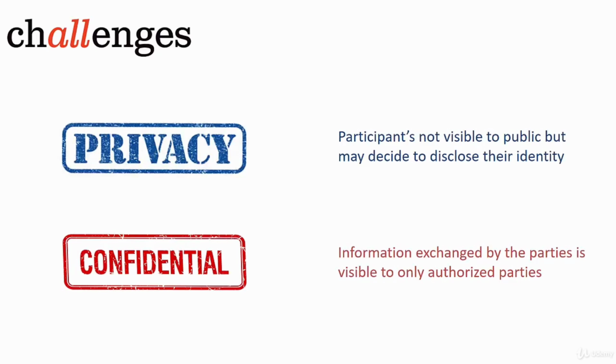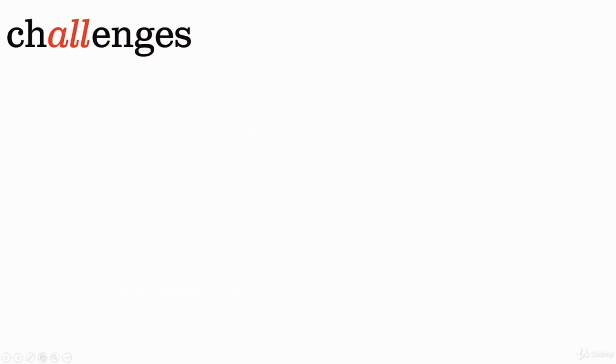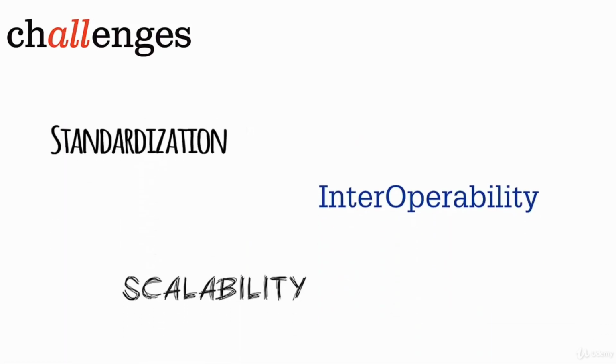Participants may not want their identities to be disclosed. So the DLT technology has to provide some way to manage that aspect. Confidentiality refers to how only the authorized parties can have visibility into the transactions. Another set of challenges associated with the distributed ledger technology implementation are scalability, interoperability, and standardization.